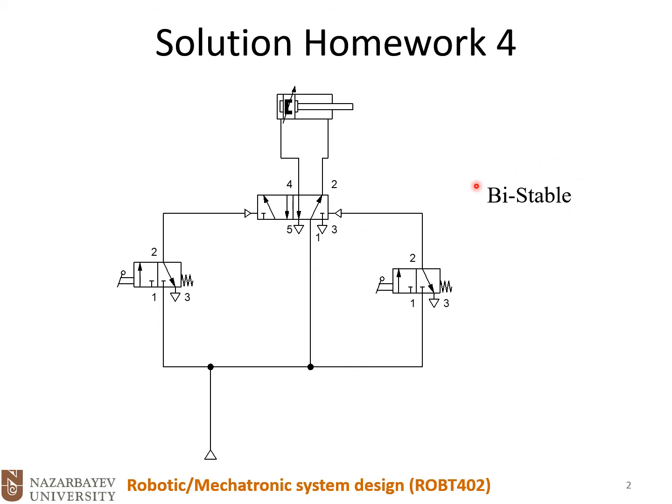So this one is bistable. It means that the main valve could have 2 possible positions, either the one on the left or the one on the right, and that's why we call it bistable. You see that we have manual actuation on both of these 2 control valves, and we have a pneumatic actuation on the main valve. These are basically the symbols that show ports 3 and 4 are connected to the atmosphere.